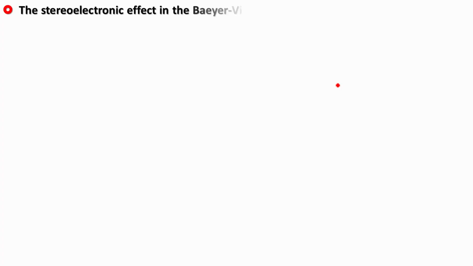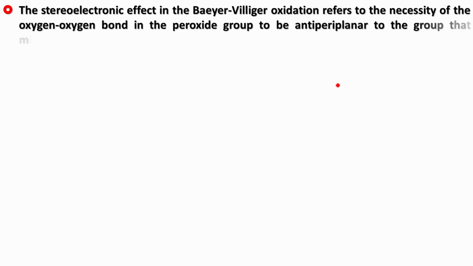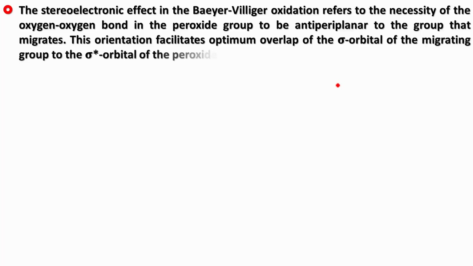The stereoelectronic effect in the Baeyer-Villiger oxidation refers to the necessity of the oxygen-oxygen bond in the peroxide group to be anti-periplanar to the group that migrates. We'll understand this. This orientation facilitates optimum overlap of the sigma orbital of the migrating group to the sigma star anti-bonding orbital of the peroxide group. Let's understand this. What I'm saying is, remember, the migration happens when the OO bond cleaves.